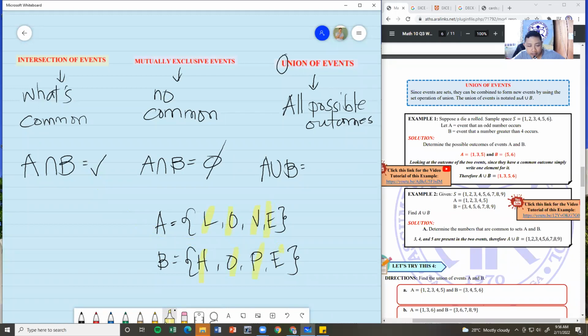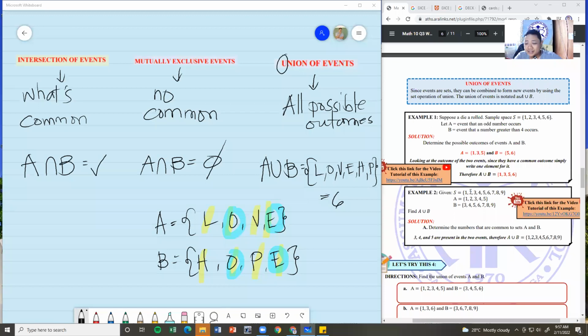L-O-V-E, H-O-P-E. But take note that these common outcomes will just be considered as one count. O will just be considered as one count and E will just be considered as one count. So what's the union of events? This will be listing all from the two events. This will be L, O, V, E, what else? H, and P. Though O and O, E and E are two each in A and B events, they will just be considered as one count for the union. So therefore, the union of events here will be equal to 6. Show me a reaction if that's clear to you. Very good. Okay. So that's the union of events.